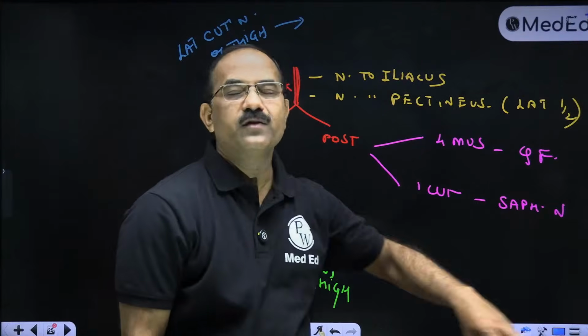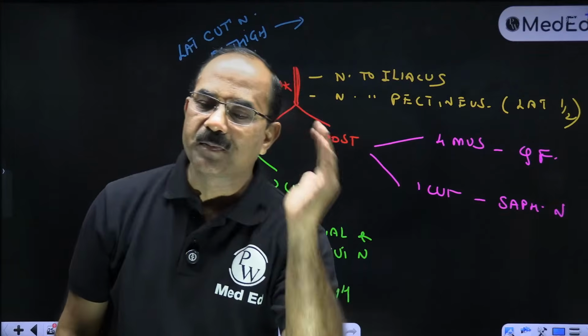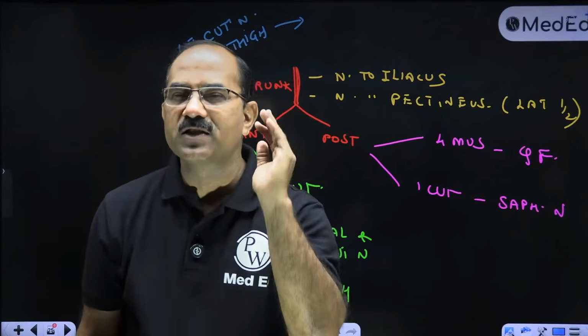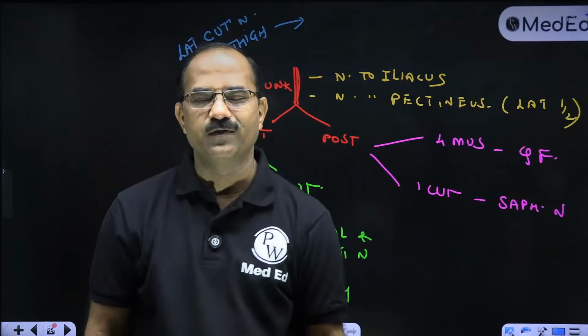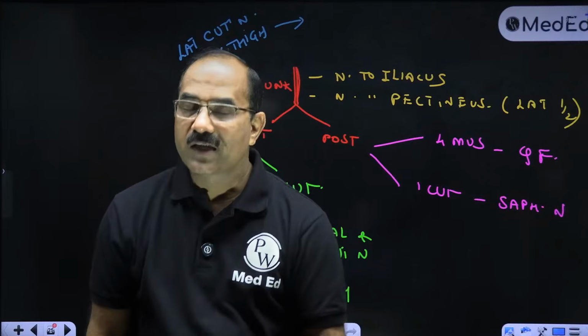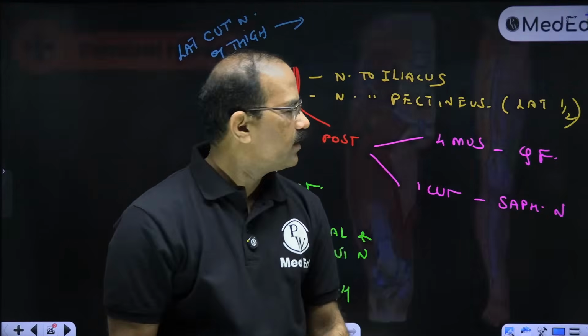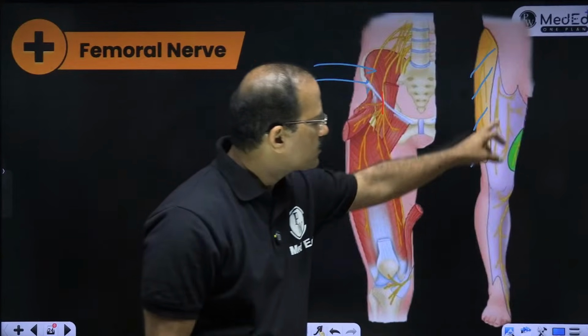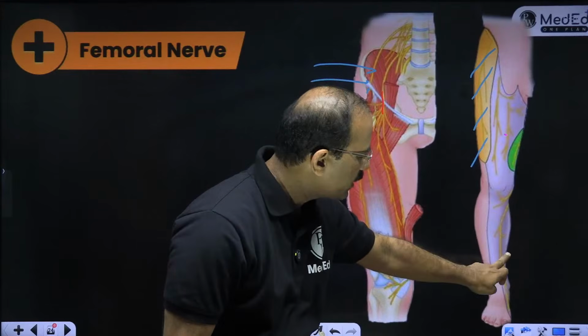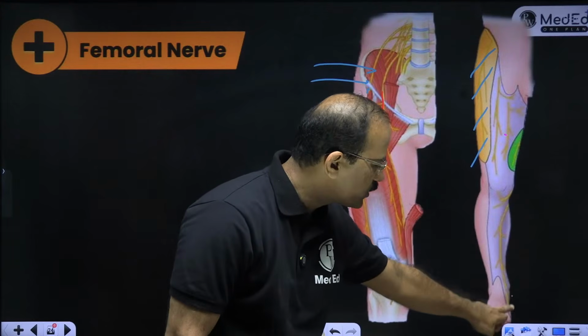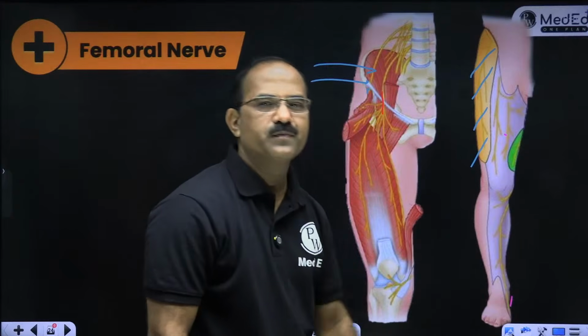This saphenous nerve is the largest cutaneous branch of femoral nerve. याद रखना. It supplies the skin on the medial aspect of the leg and the foot up to the great toe. ये है saphenous nerve.